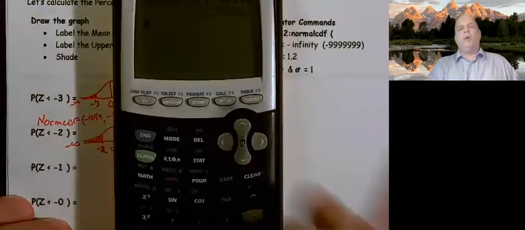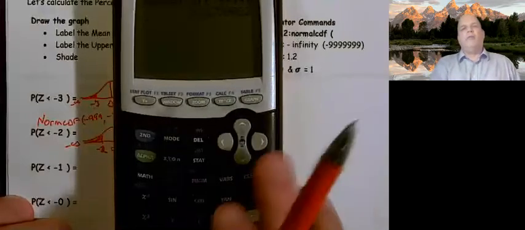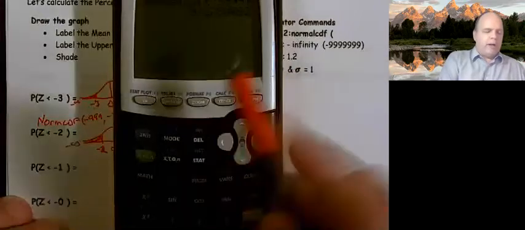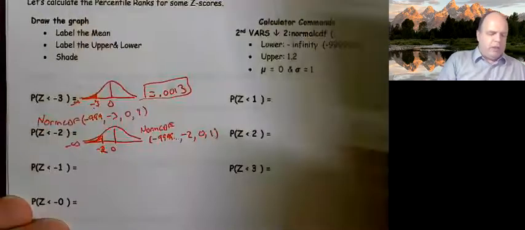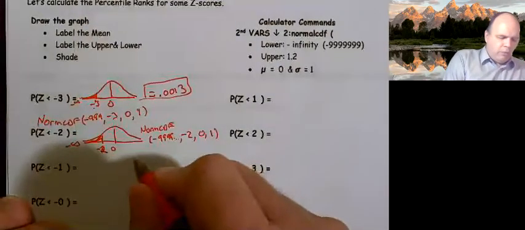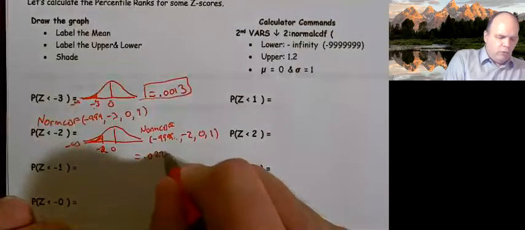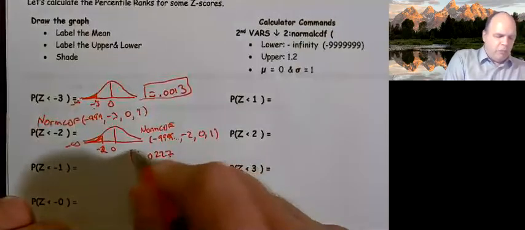And I end up getting 0.02275. And whether you round or you truncate doesn't matter to me. So this one equals 0.0227. Box it in.